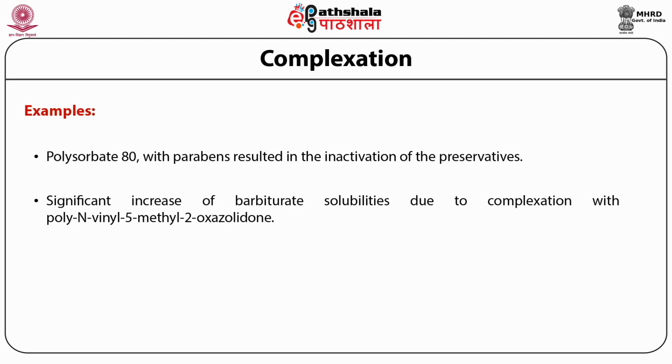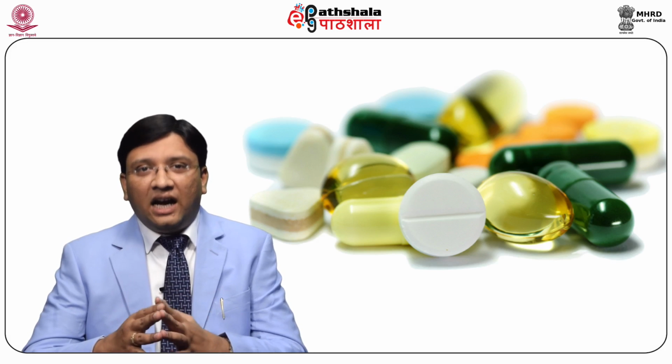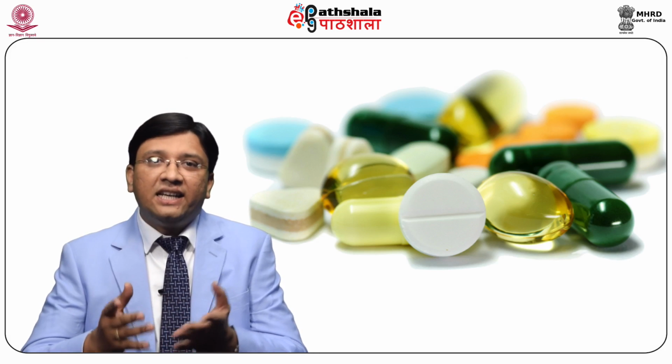A significant increase in barbiturate solubilities as a result of complexation with poly N-vinyl 5-methyl 2-oxazolidone has been reported. A classic example is polyvinyl pyrrolidone, which participates in complex formation with a variety of organic and inorganic pharmaceuticals, the most dramatic of which is the well-known PVP iodine complex. In addition to complexation, another type of solubility enhancement technique is hydrotropy.